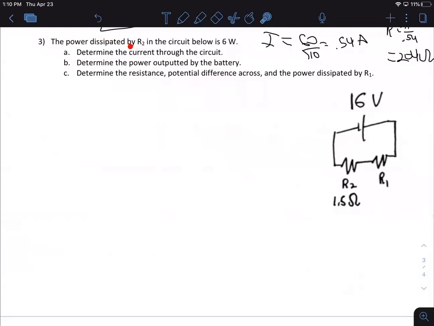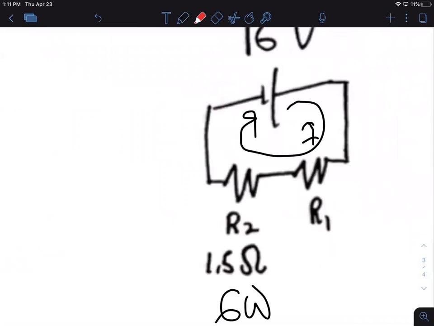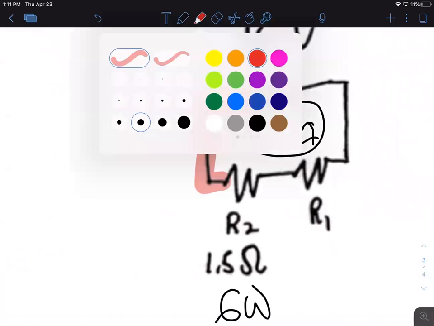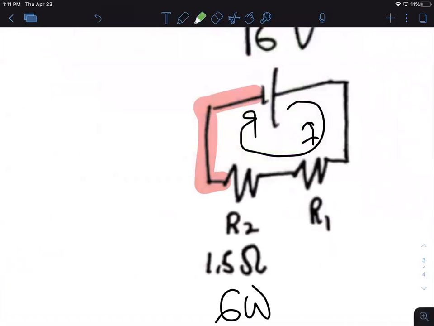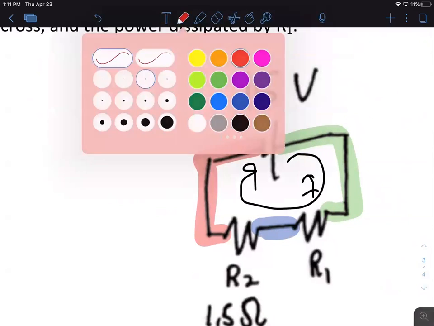Power dissipated by R2 is 6 watts, so let's write that with R2, it's 6 watts. Determine the current through the circuit. It's going to be the same everywhere because it's one loop. So let's color code. We'll say before the battery is 0 volts. After the battery would be 16. And this would be something between 0 and 16.